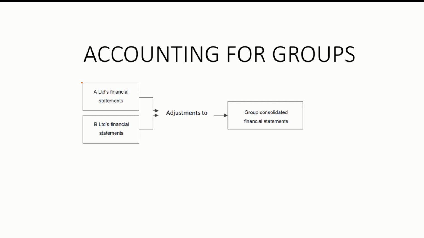Then you make certain adjustments. Then after you have made the adjustments, you have what is called a consolidated financial statement. So it's very simple. You put A Limited's financial statements plus B's Limited financial statements. After joining them together, you make adjustments. Then after you have made the adjustments, they become group consolidated financial statements.